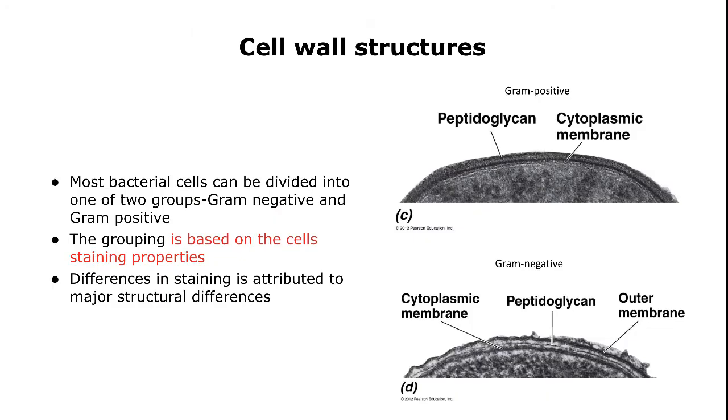Most bacterial cells can be divided into two groups, gram-positive or gram-negative. This grouping is based upon their staining properties. The structure of these two cell wall types is quite different, but they do share a unique polymer that is found only in bacteria, peptidoglycan.